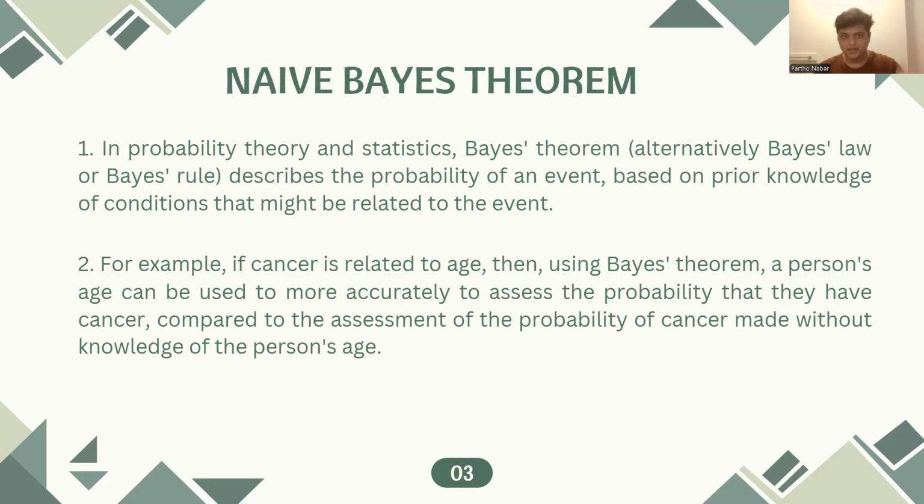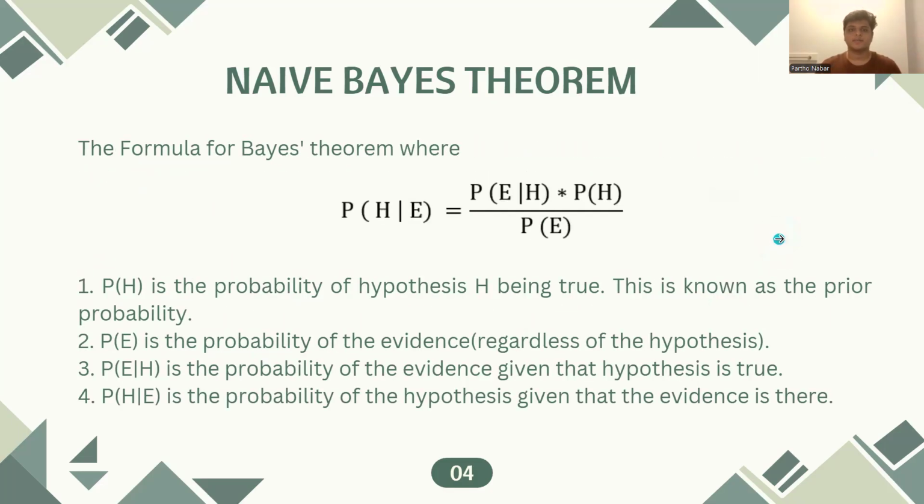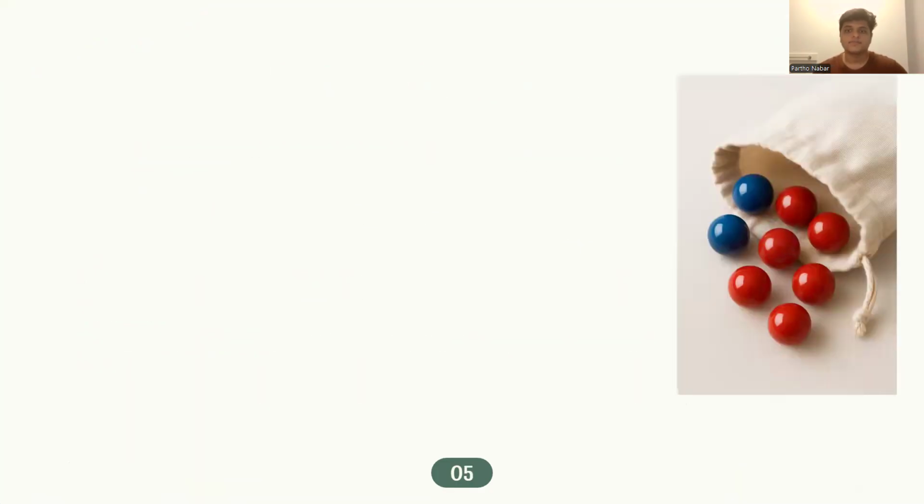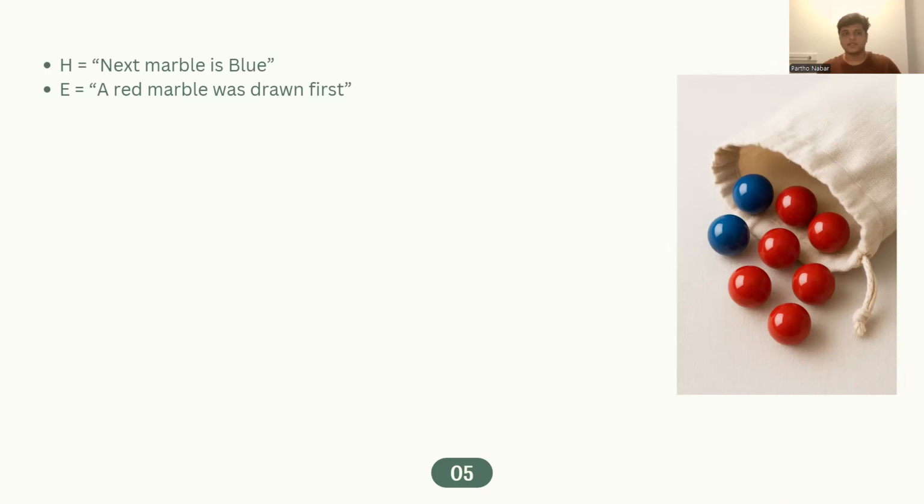Still a bit hazy? Okay, let's just go back to our previous example. Sorry, here's the formula. You can note it down. But let's go back to our initial problem again. So, what is our hypothesis? That the next marble is going to be blue. And what was our evidence? A red marble was drawn first.